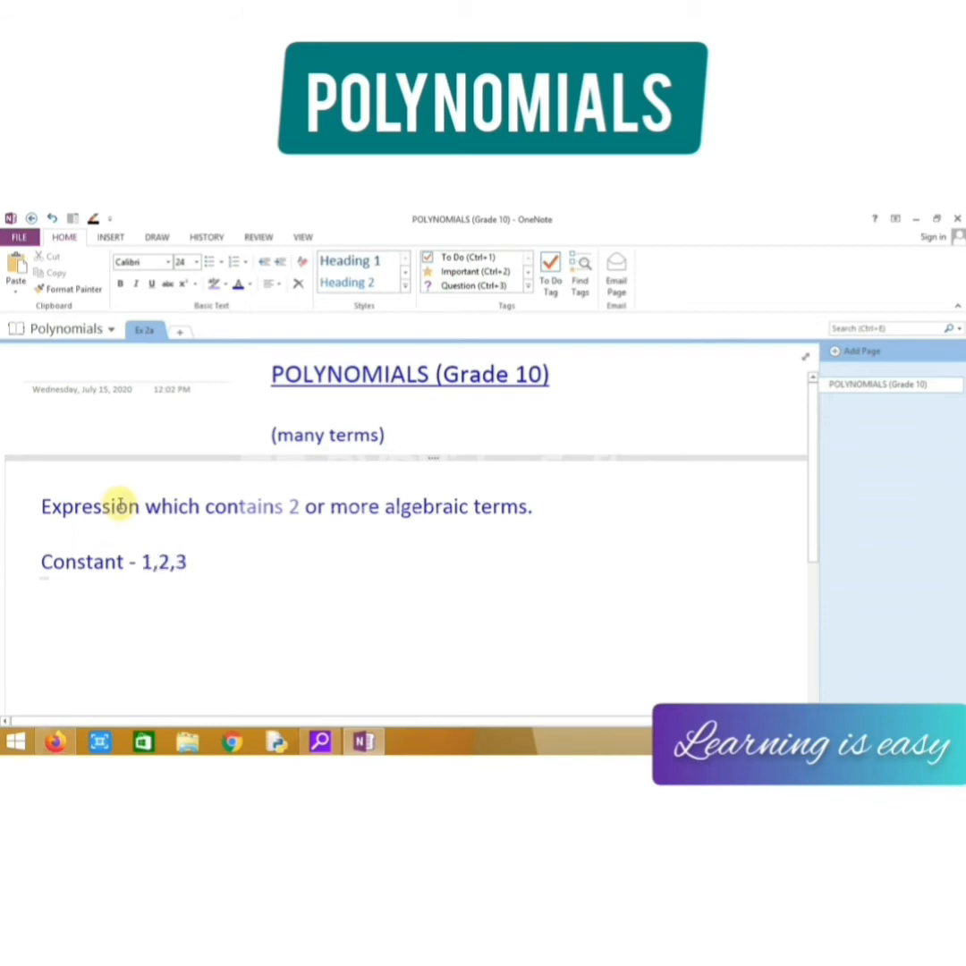Constants can be any numbers, any numerals, and variables can be any alphabets A, B, C, D. And exponents can be x to the power of 2, so the degree or the power of the variable is the exponent. So all these can be part of these expressions called polynomials. X to the power of 2 is an example stated here.